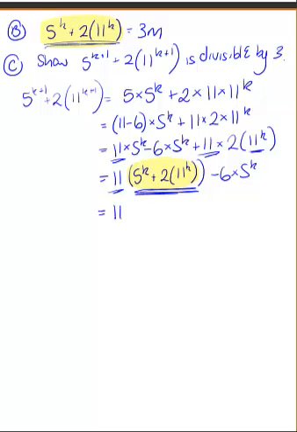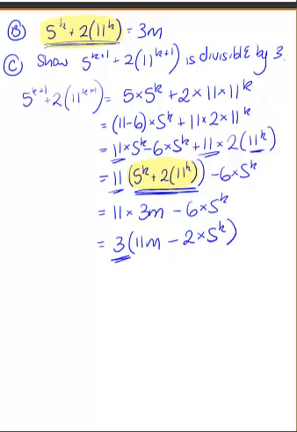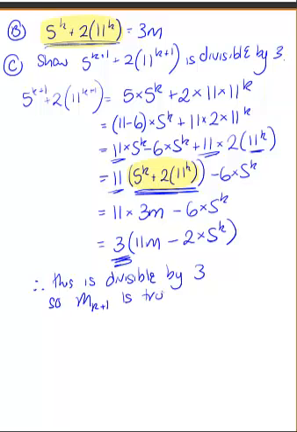So I have this equals 11 times 3m minus 6 times 5 to the k. Now I can bring a 3 out. Bring the 3 out here, I'm left with 11m minus, well, 3 into 6 is 2 times 5 to the k. I have a factor of 3. Okay? I have that factor. So therefore, this is divisible by 3. So m to the k plus 1 is true, given m to the k is true. Finish with hence.